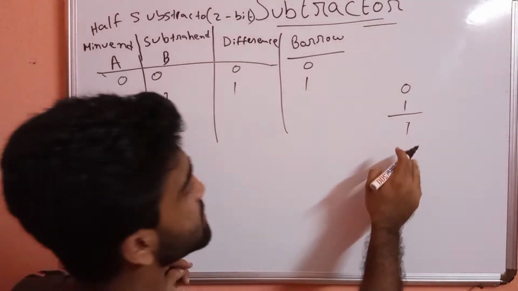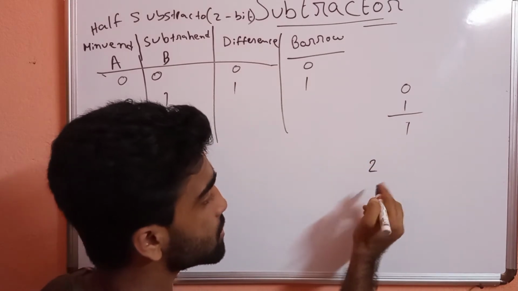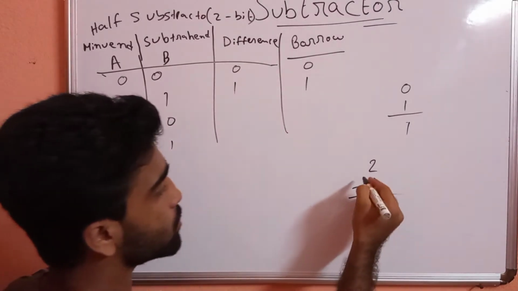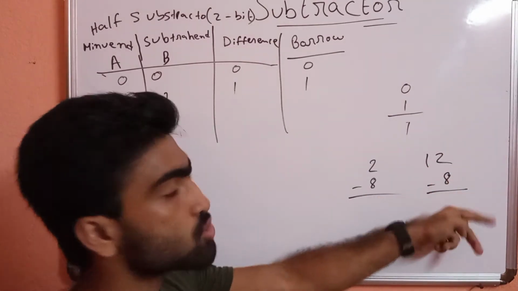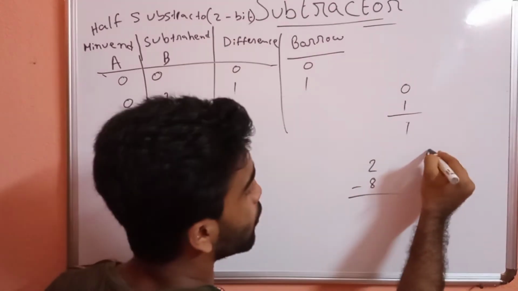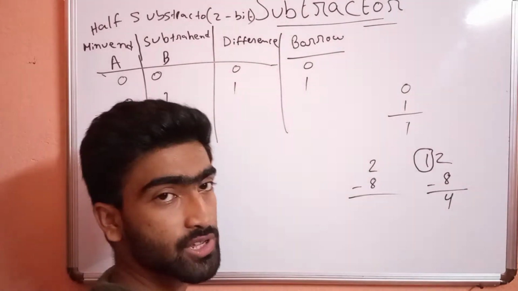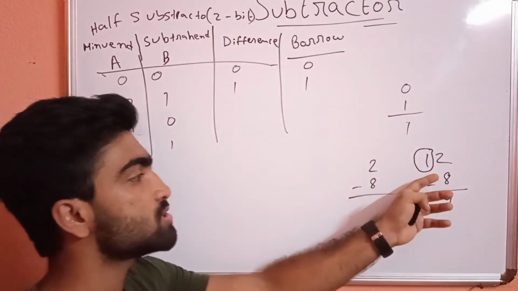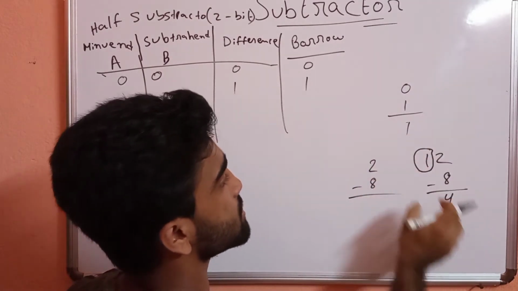Why? See, what is borrow? Suppose we want to subtract 8 from 2. How do we do it? We consider this 2 as 12, and then we do the normal subtraction. That means we borrowed this 1 for our easy computation. This 1 was not present originally. We borrowed this 1. That means we are taking a 1 into consideration for easy computation. That means we are borrowing 1.